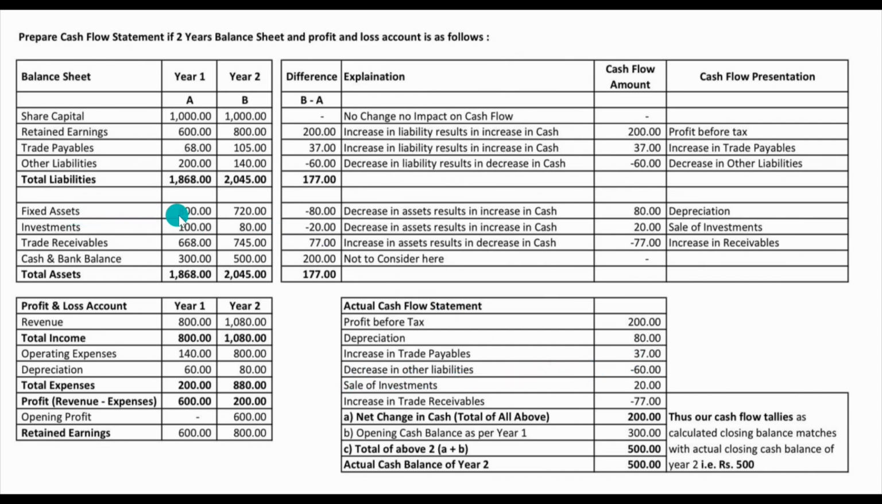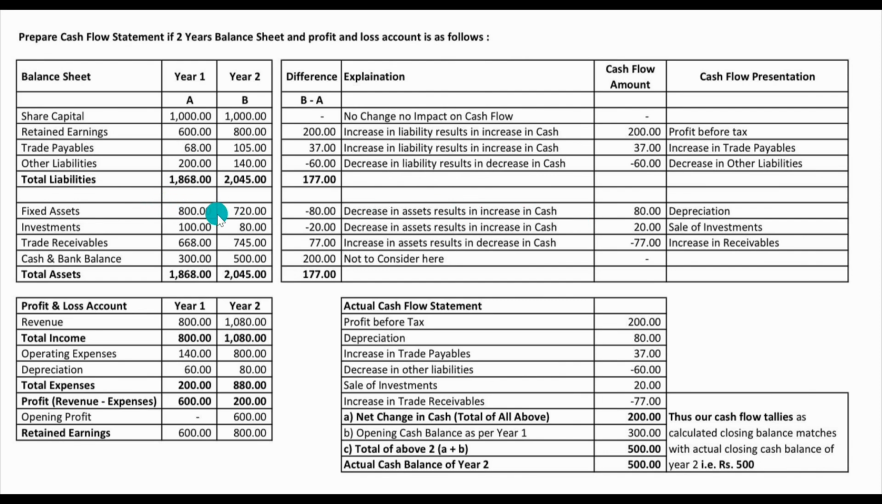On the balance sheet asset side, 800 of fixed asset becomes 720. So minus 80. That is 720 minus 800. So a decrease in asset results in an increase in cash to tally the balance sheet. As one item of the balance sheet asset side decreases, to tally the balance sheet you have to increase another item of the balance sheet asset side, which is basically cash in the cash flow statement, and hence it is 80.